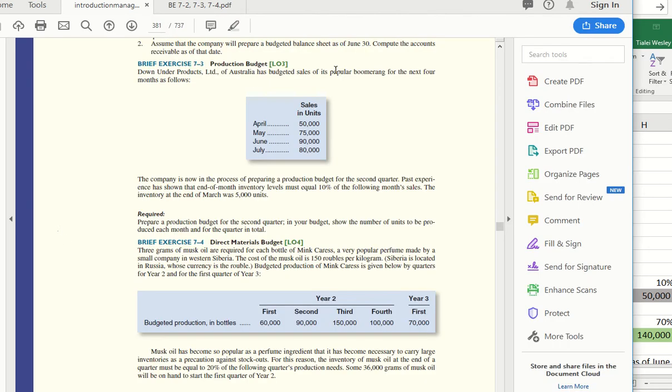Moving on to 7-3, this is the budgeted sales, right? And so we want to budget how much sales we're going to have, but also have a safety, right? We want to have a little bit of extra stock on hand so we don't stock out every quarter. So if we have a little more sales than expected, then we have some on hand. So we want the end of month inventory levels to equal 10% of the following month's sales. And the inventory at the end of March was 5,000 units. Prepare a production budget for the second quarter. In your budget, show the number of units to be produced each month.